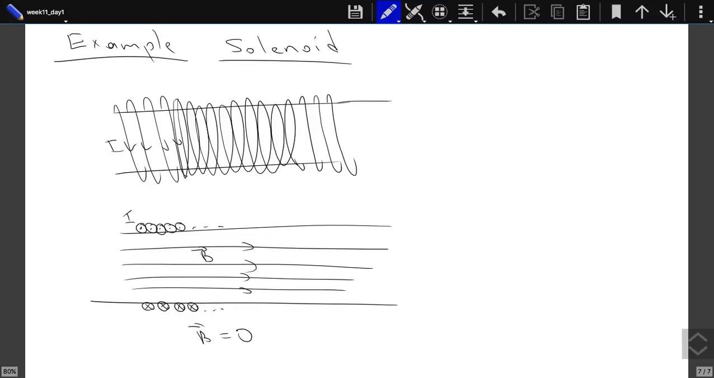Well, basically, B has to form closed loops. So it just goes until infinity. At infinity, you can think of them as leaving the solenoid, and then they will just spread out. And at this point, which is an infinite distance away, the density of magnetic field lines will be 0. So the magnetic B field will be 0 here.